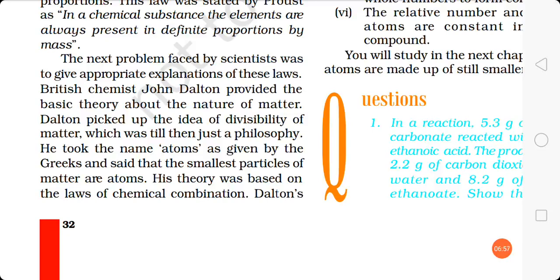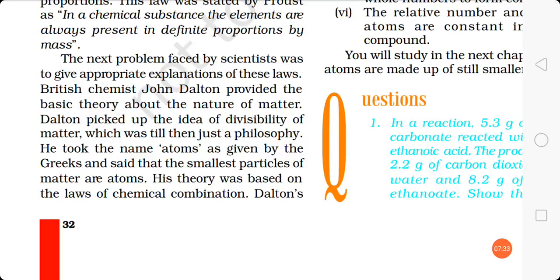Okay, whenever a scientist works on a new theory, generally whatever information is available, any research work by other scientists, they take that information as a base and after that they work further on that particular theory. So the same thing was done by Dalton. He picked up the idea of divisibility of matter, which was till then just a philosophy. There were still no scientific explanations available on it.